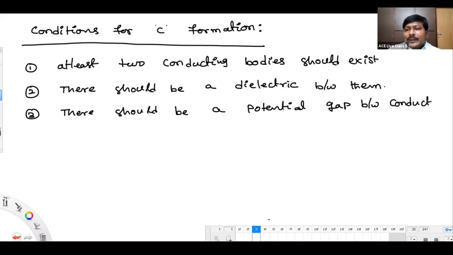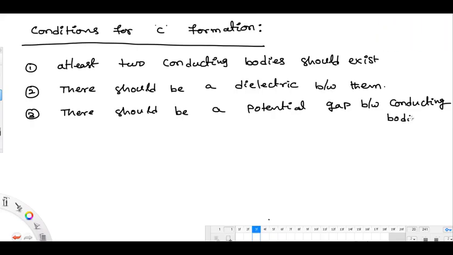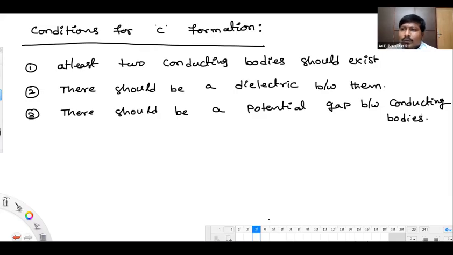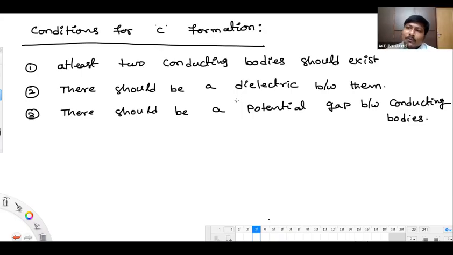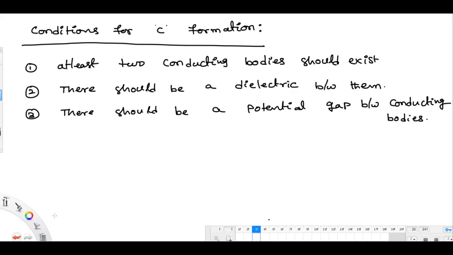If that is satisfied between ground and conductor, is it satisfied? Yeah, there is air as insulation. Between the ground and the power conductor, we have a potential gap of phase voltage. Then definitely capacitance will be formed. This is line capacitance. Line to ground, and then line to line also we have a line to line voltage gap, right?